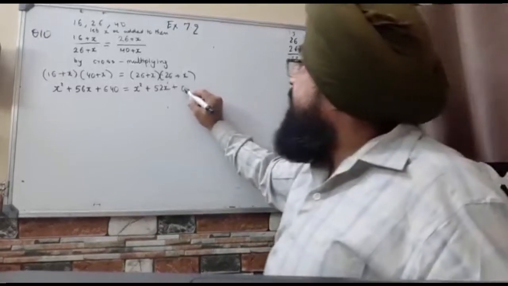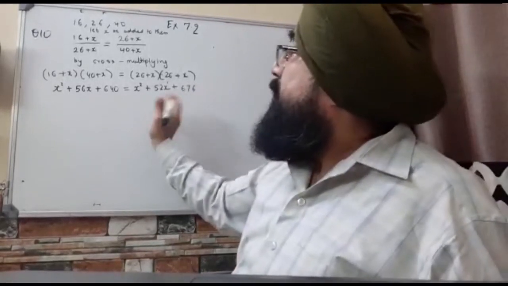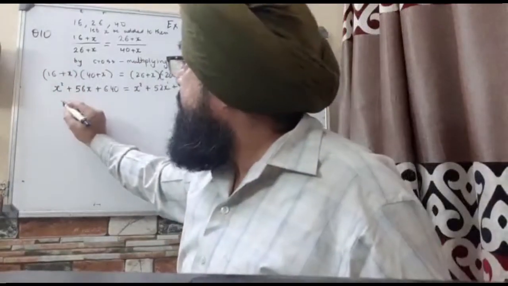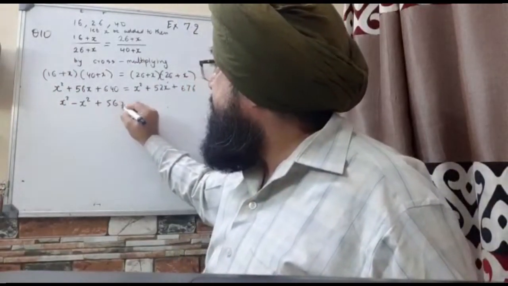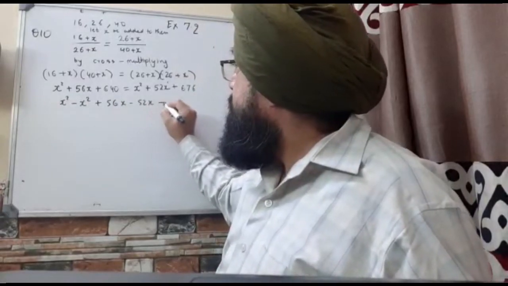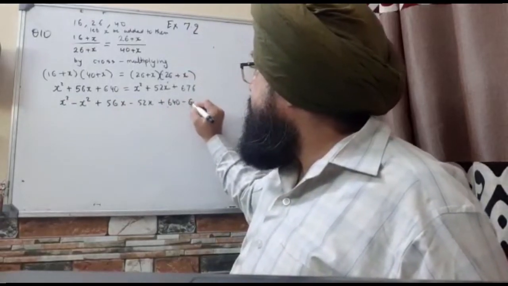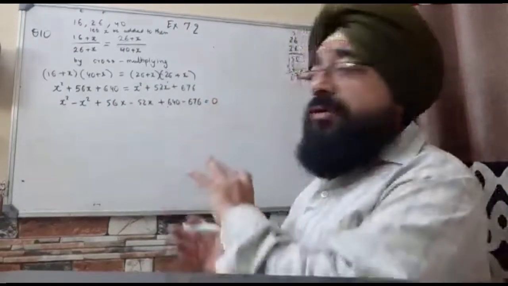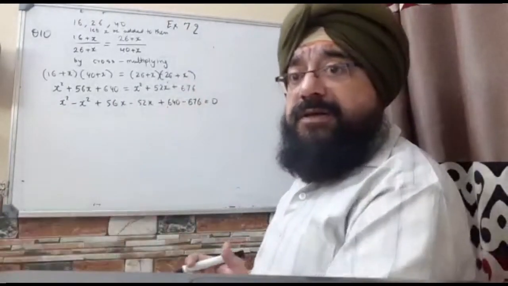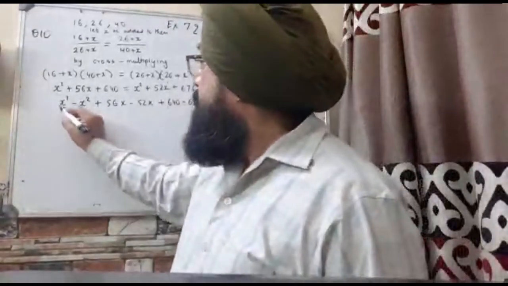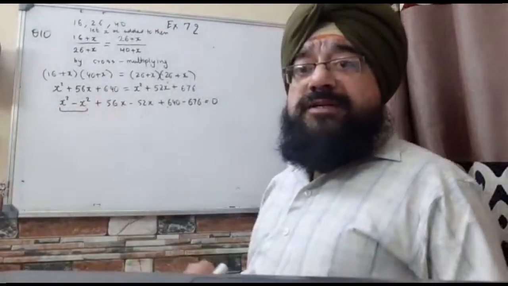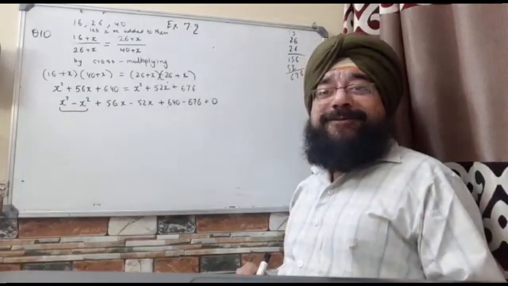So it's 676. So bring all the terms on one side. x square minus x square plus 56x minus 52x plus 640 minus 676 is equal to 0. Brought all the things on one side. So this becomes what? This becomes non-quadratic equation. So it ceases to be a quadratic equation.